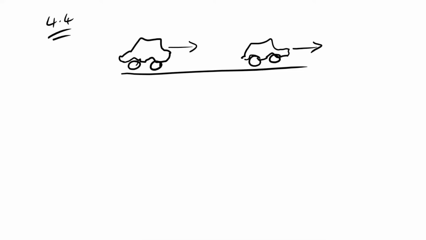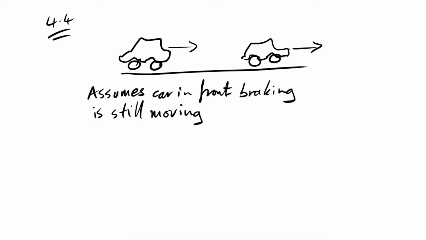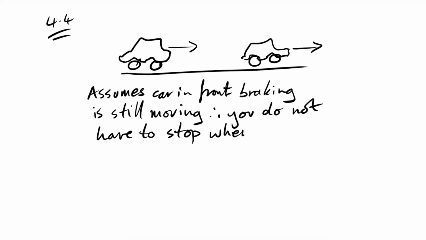But what the mark scheme is looking for is that it assumes the car in front braking is still moving. The whole idea is that it hasn't really stopped dead, so therefore you do not have to stop where the car in front started. But I'm not sure about this one, because I was under the impression that those chevrons were there so that, let's say the car in front doesn't brake and they go smack into the back of another car, you have enough time and enough distance to come to a standstill before that. So I'm not sure about that, but maybe that's where the whole 2 chevron thing comes in. I don't know.